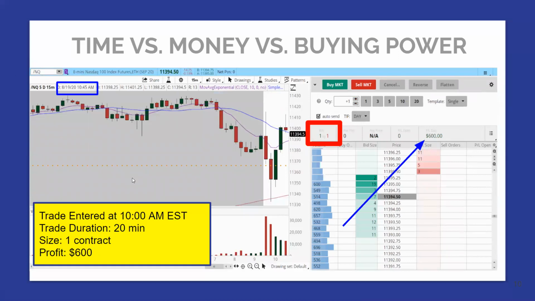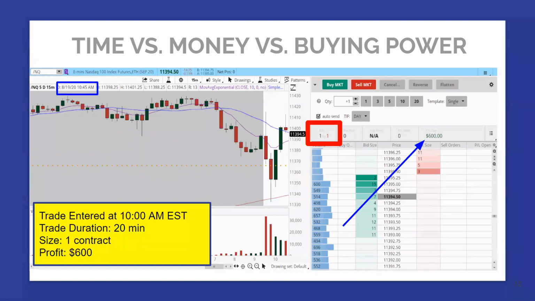In this NASDAQ example, the trade was initiated at 10 o'clock. It was the same rotation that happened in the market. This was the entry, this was the stop. And the trade happened at 10 o'clock. The trade duration was 20 minutes. I traded this example with one contract just to show you that on the same risk amount that you're using, the risk remains the same, right?